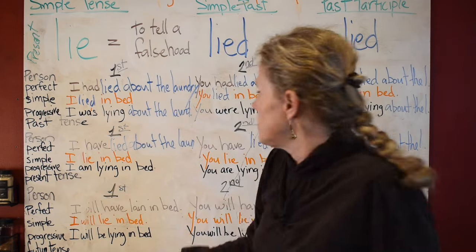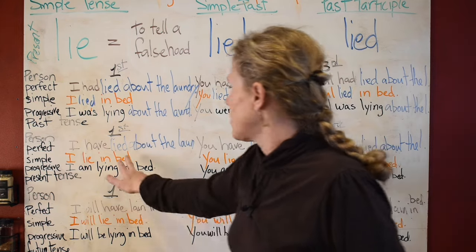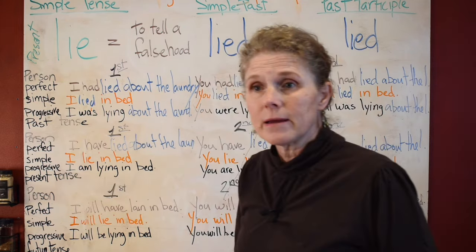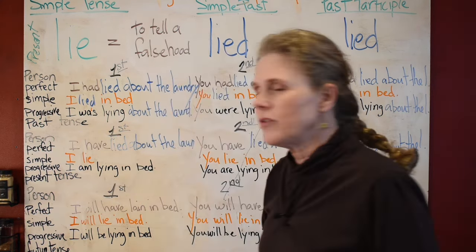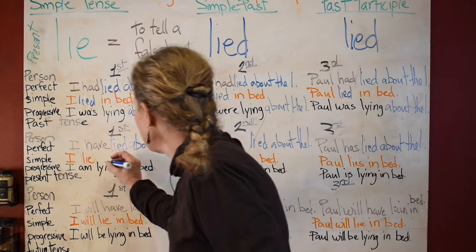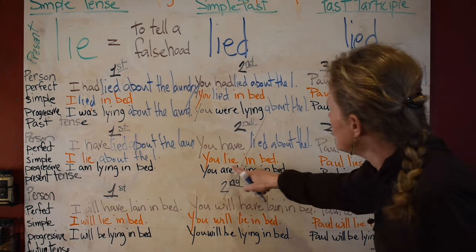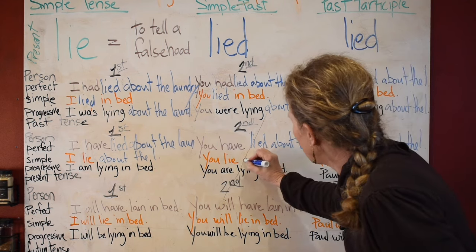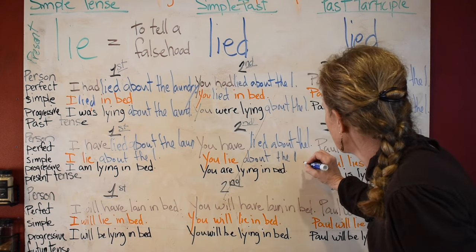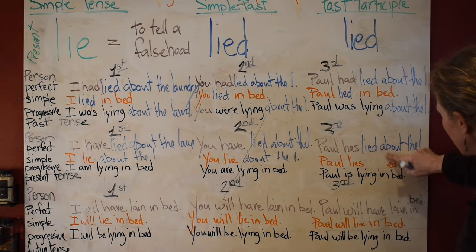Now this is easy. This is the exact same word. I lie in bed. Are people going to think you're going to bed if you use this? Don't use something that people will get confused about. So, about the laundry. You lie in bed. I lie. You can't do that. Paul lies about the laundry.